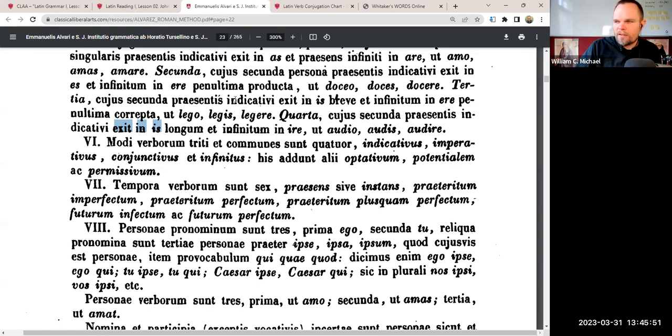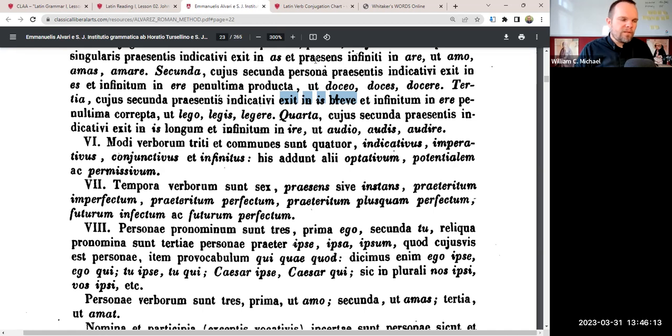Abigail got it right. If you look at the translation, it says ends in is breve in the third conjugation, ends in is breve. What does that mean? What does breve mean? I told you before, if you were paying attention. What does breve mean? No, not long.